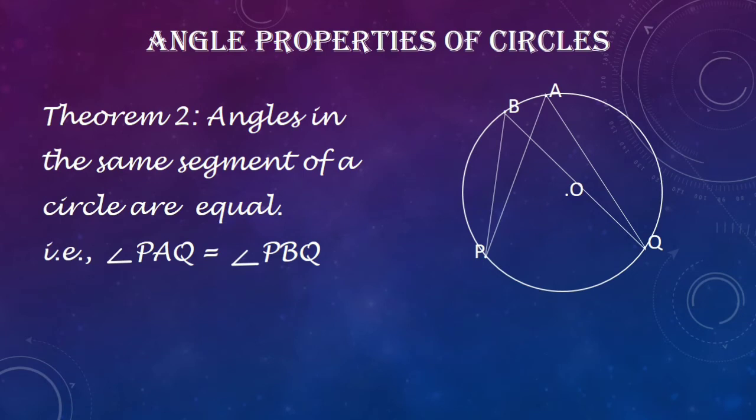Theorem 2. Angles in the same segment of a circle are equal. In this figure, the arc PQ subtends two angles at the remaining part of the circle, or the angles PBQ and PAQ are the angles in the same segment of the circle. By this theorem, angle PAQ is equal to angle PBQ.